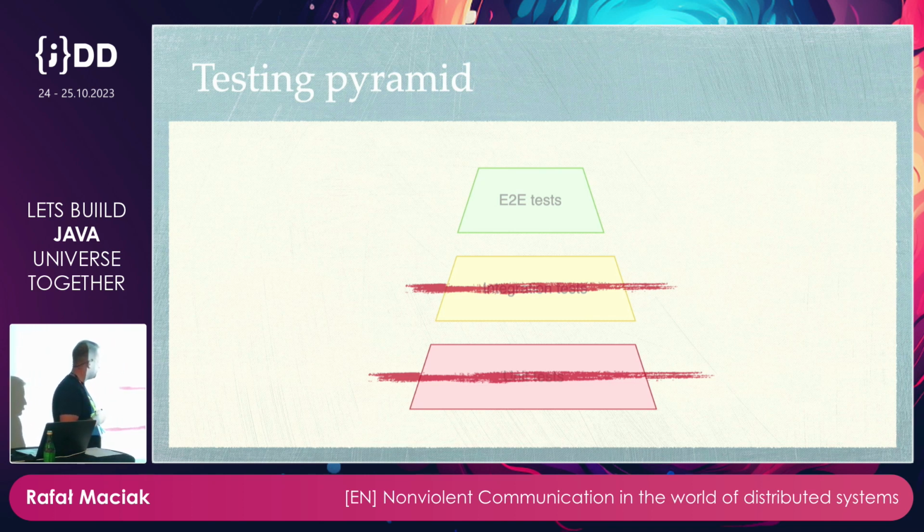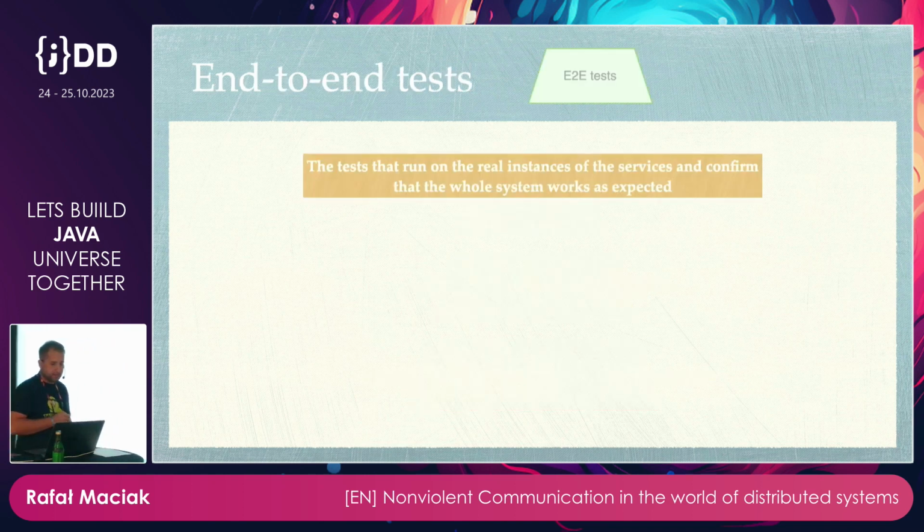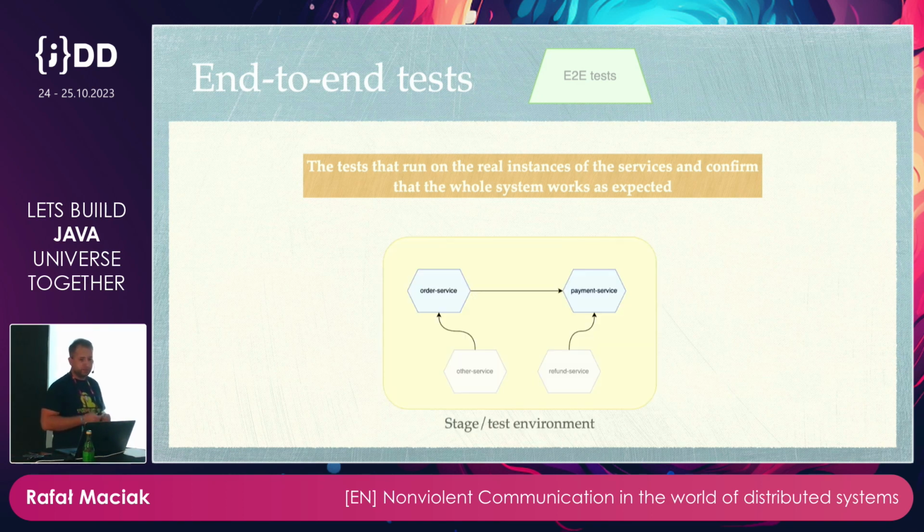So let's check end-to-end tests then. End-to-end tests are the tests which run on the real instances of the services and confirm that the system as a whole works as expected. So usually they are implemented by deploying all the services or just a subset of services to a special environment called stage or test, where the services are in the testing configuration. Then we run the test scenarios against this environment.